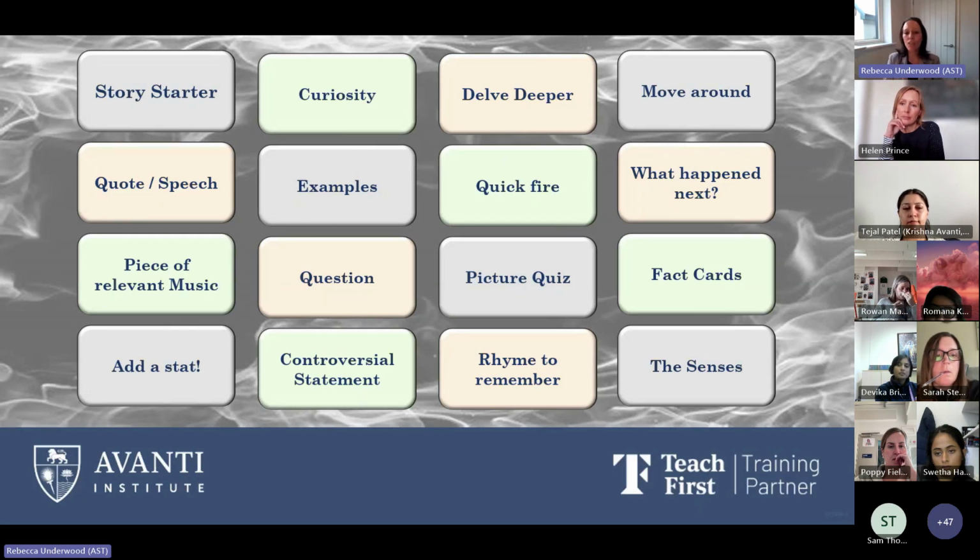Coming up with lovely rhymes and mnemonics to help them remember things, and using the senses as well, moving around like you've said, and also linking it to story as well.